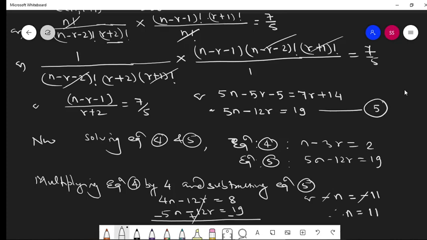If we remove n, then it will be difficult. Again we have to substitute, so we have to cut those r terms. That's why we need to subtract by 4. Therefore n equal to 11 is the required answer.